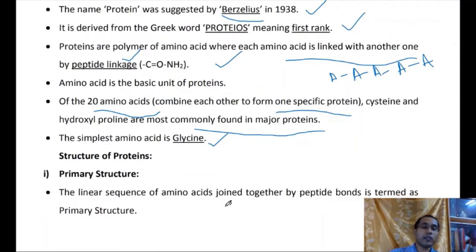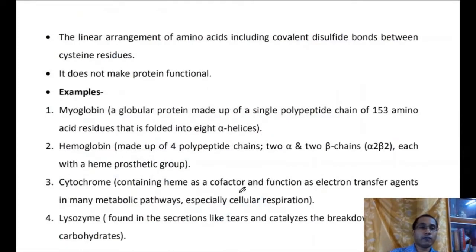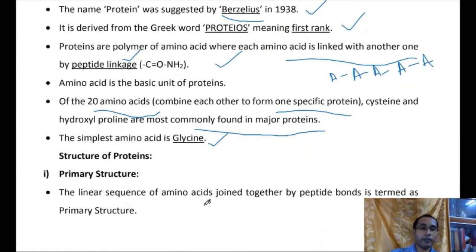Structure of proteins. There are 4 different structures found in nature. They are primary, secondary, tertiary and quaternary. I'll explain each and every one very carefully. You have to understand. First one is primary. You can see here the linear sequence of amino acids joined together by peptide bonds is termed the primary structure. The primary structure is like this.